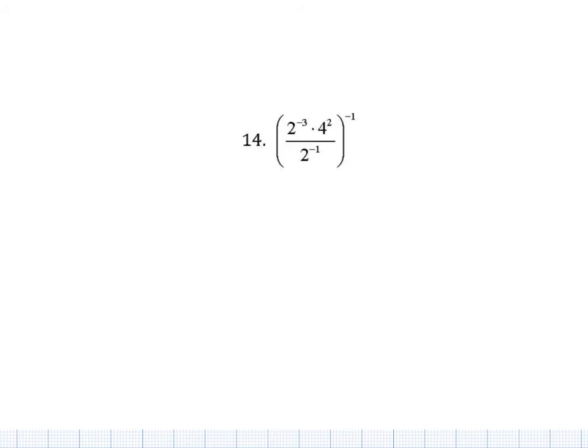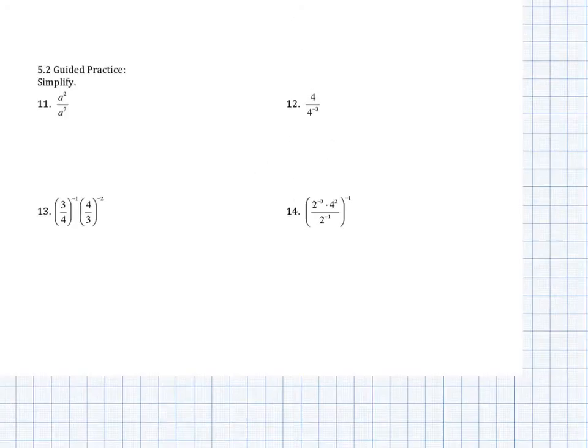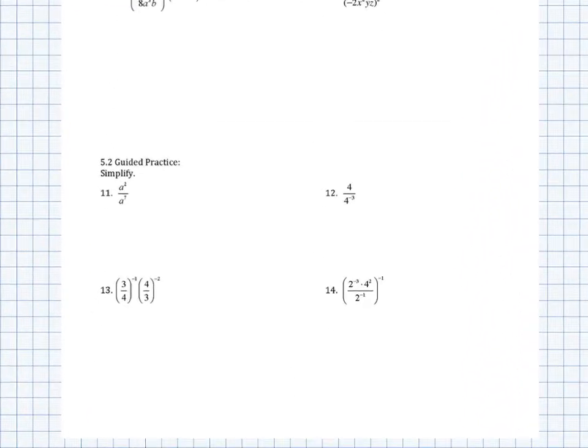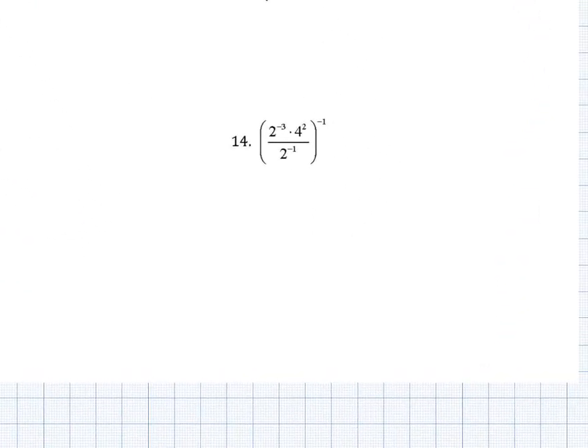What should we do first? Distribute the exponent. The negative 1 on the outside means what about the fraction? I wrote it up here too. It goes to the whole thing. It means flip the whole thing. So this is the same as 2 to the negative 1 over 2 to the negative 3 times 4 squared. All it did was flip what was inside. Then can't your answer be 2 to the third over 2 to the 1 times 4 to the second?